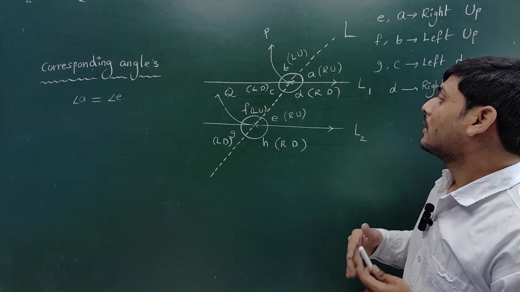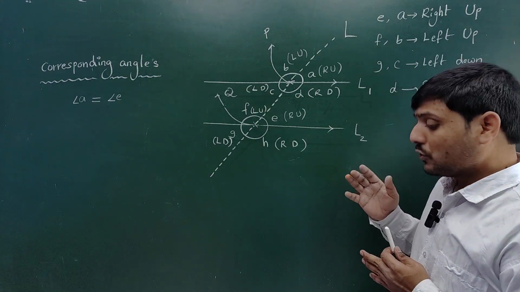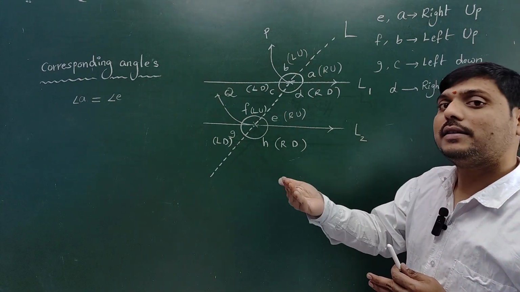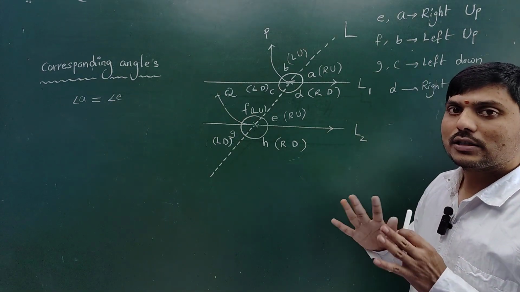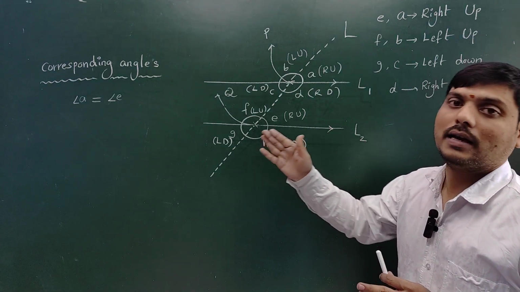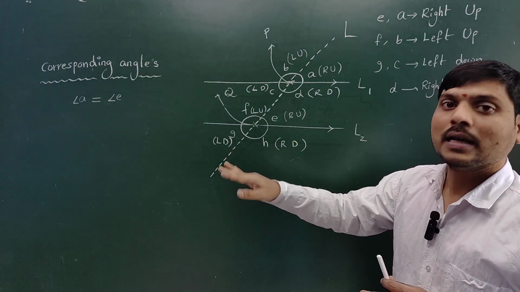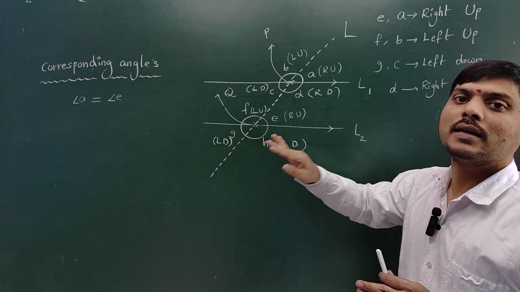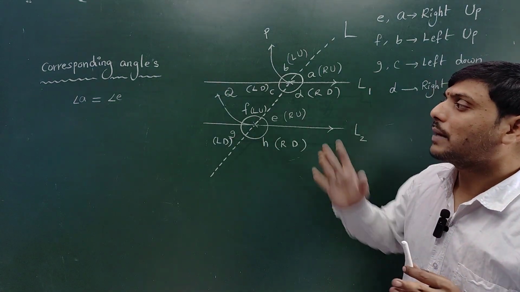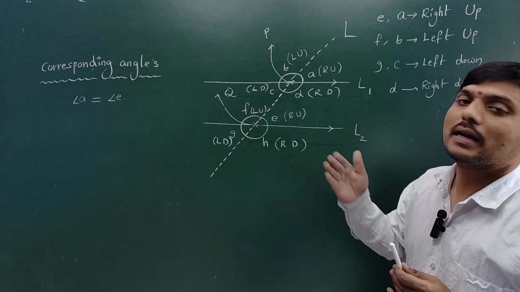Now the converse is also true. Converse means LHS equal to RHS, and RHS equal to LHS; that is the concept of converse. If corresponding angles are equal, the lines are parallel to each other. And if the lines are parallel, the corresponding angles are also equal.